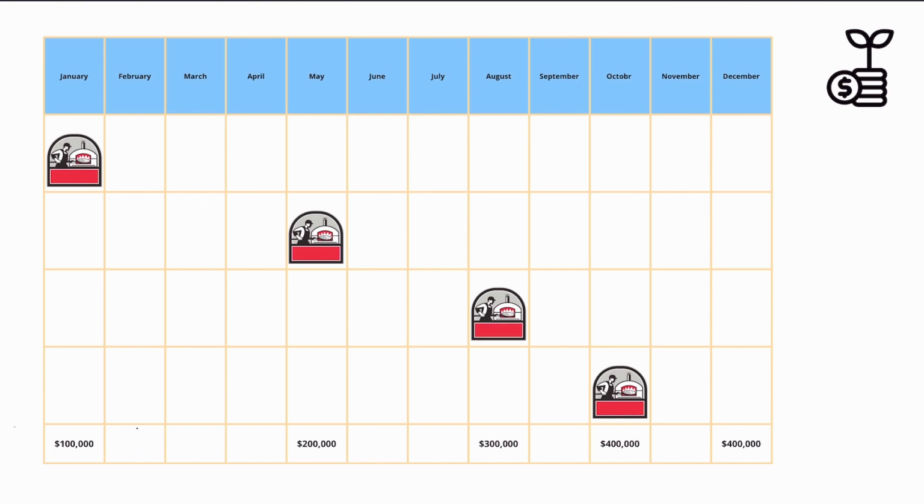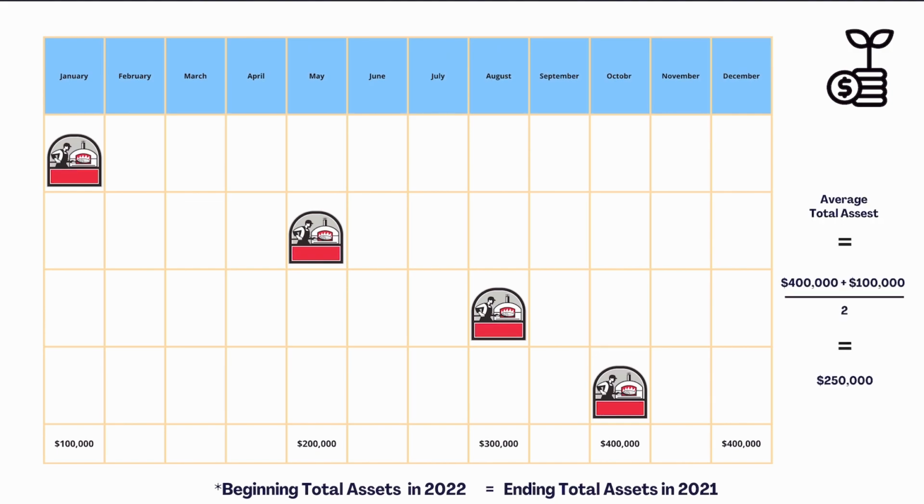In reality, different conventions are used, but the most common convention is to take the average by adding assets at the beginning of the period to assets at the end of the period and dividing by 2. The beginning and ending period should coincide with the period during which the income was generated. In the case of our example, we will have $400,000 plus $100,000 divided by 2, and therefore our average total assets will be $250,000. So the question now is, what is a good return on assets?